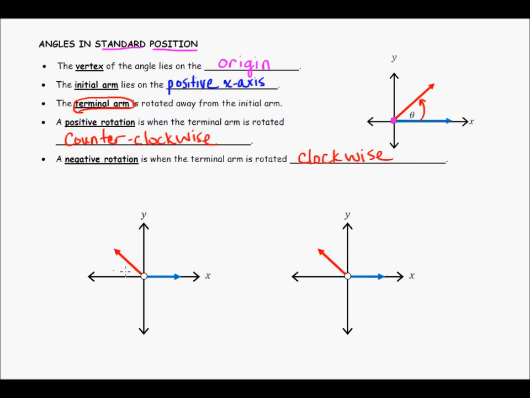Okay. So here's a couple of examples. If I were to look at this angle here, being angle theta, this would be a positive angle theta because it's rotated in the positive direction, or in the counterclockwise direction. This is a positive angle or positive rotation. Whereas if I start at the initial arm and rotate this way to get the terminal arm there, this would be a negative angle measurement for theta, or negative rotation.